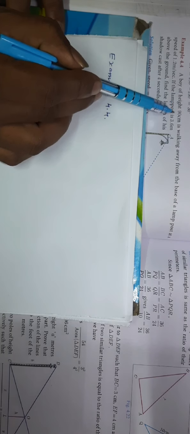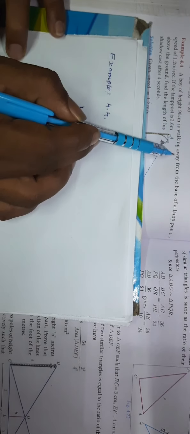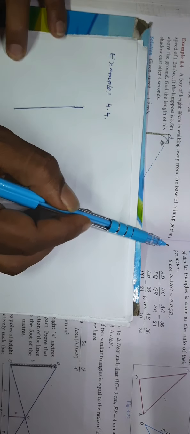Okay, boys. I already finished examples 4.1, 4.2 and 4.3. Now we go for example 4.4. Given a boy of height 90 centimeter is walking away from the base of the lamppost.